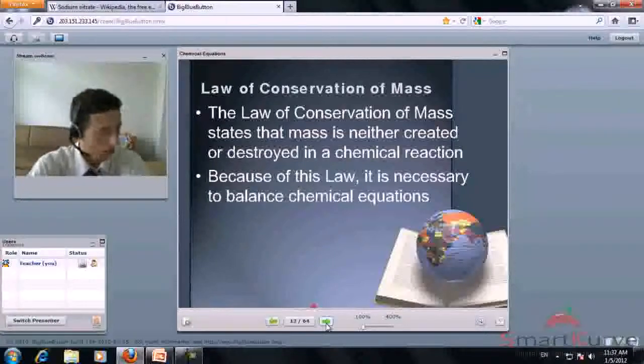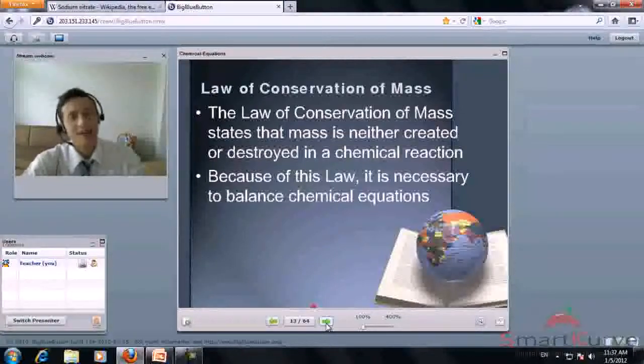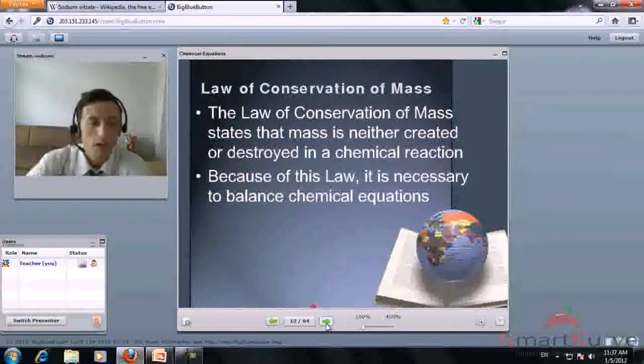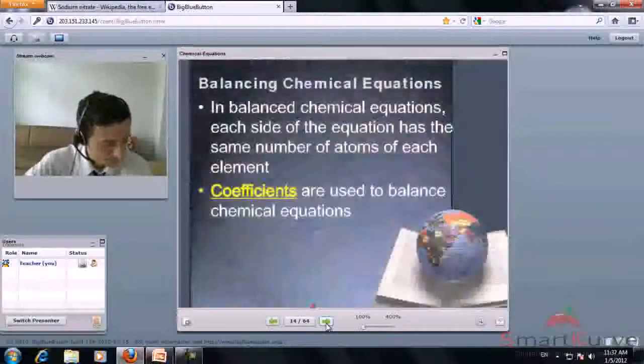So in any chemical reaction, we have to have the same amount of every element on both sides. We have to have the same amount of sodium in the reactants and the products, the same amount of oxygen in the reactants and the products. Let's take a look at that.